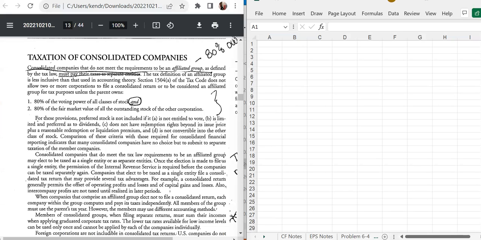Okay, last part of chapter six, taxation. And we're really only doing the taxation of the consolidated companies, so we're going to skip a little bit of this taxation stuff. All right. Taxation of consolidated companies.